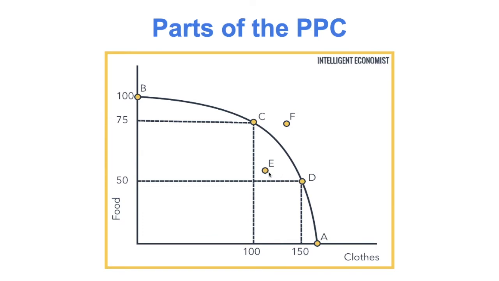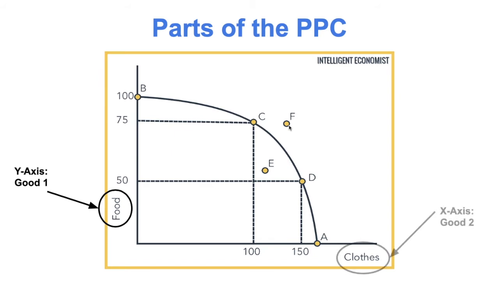At point E, we're underutilizing our resources. We're not making the most of what we could produce with the resources that we have. Whereas point F is actually beyond that production possibility curve. This solid line, this solid curve here, not the dotted lines, but this curve itself represents the maximum potential. So point F would be basically impossible. So on any production possibility curve, you're going to have a few things.